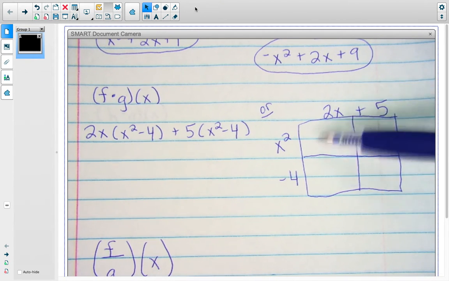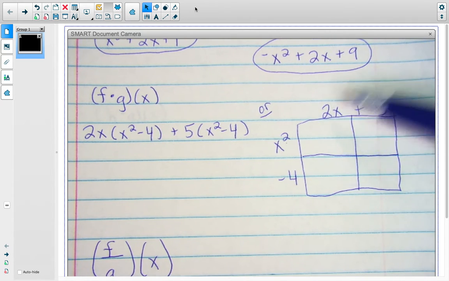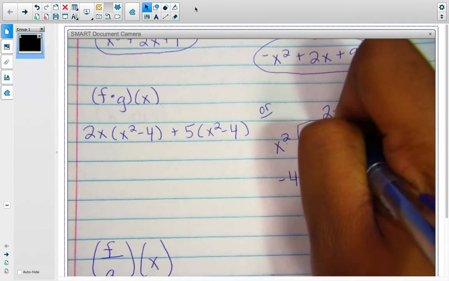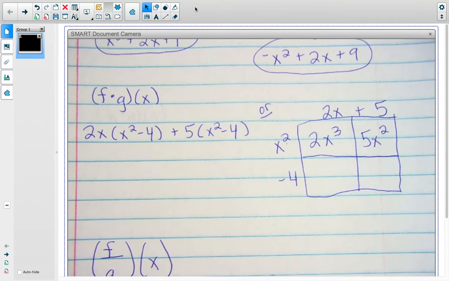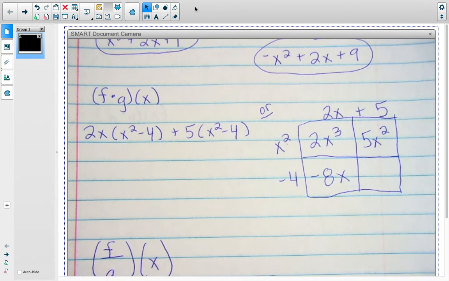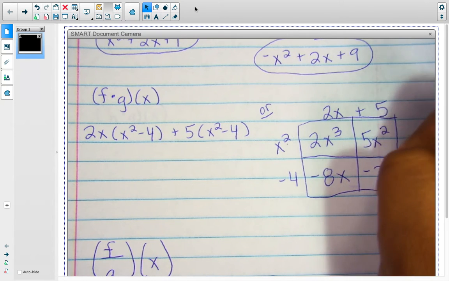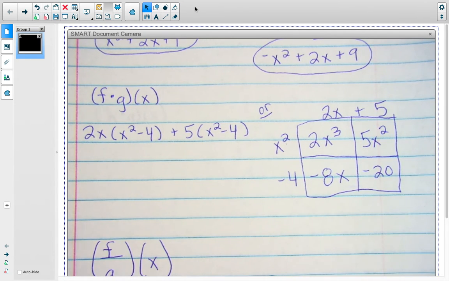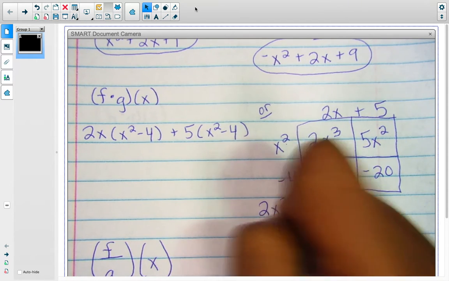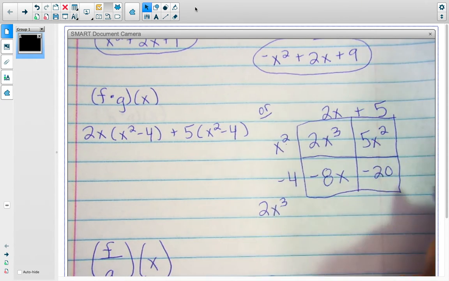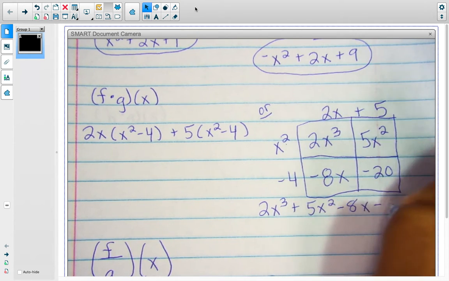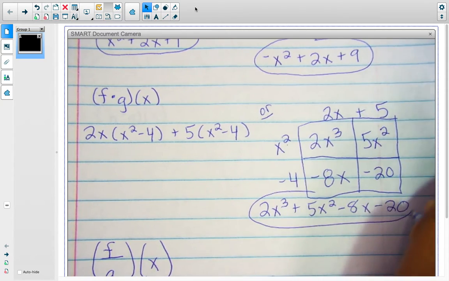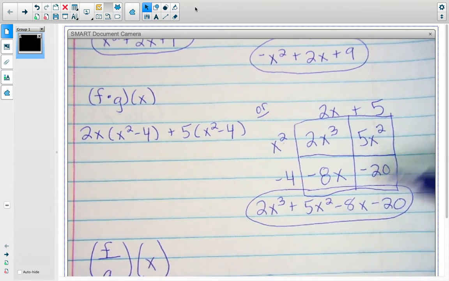I like to do box method, so I'm going to go through and multiply this. X squared times 2x is 2x to the third. X squared times 5 is 5x squared. Negative 4 times 2x is negative 8x. And negative 4 times 5 is negative 20. Combine like terms, put it in order. Cubic term goes first. I have no like terms in this problem, so you just write it out in order, biggest exponent to the smallest. And voila. So we just did the box method.